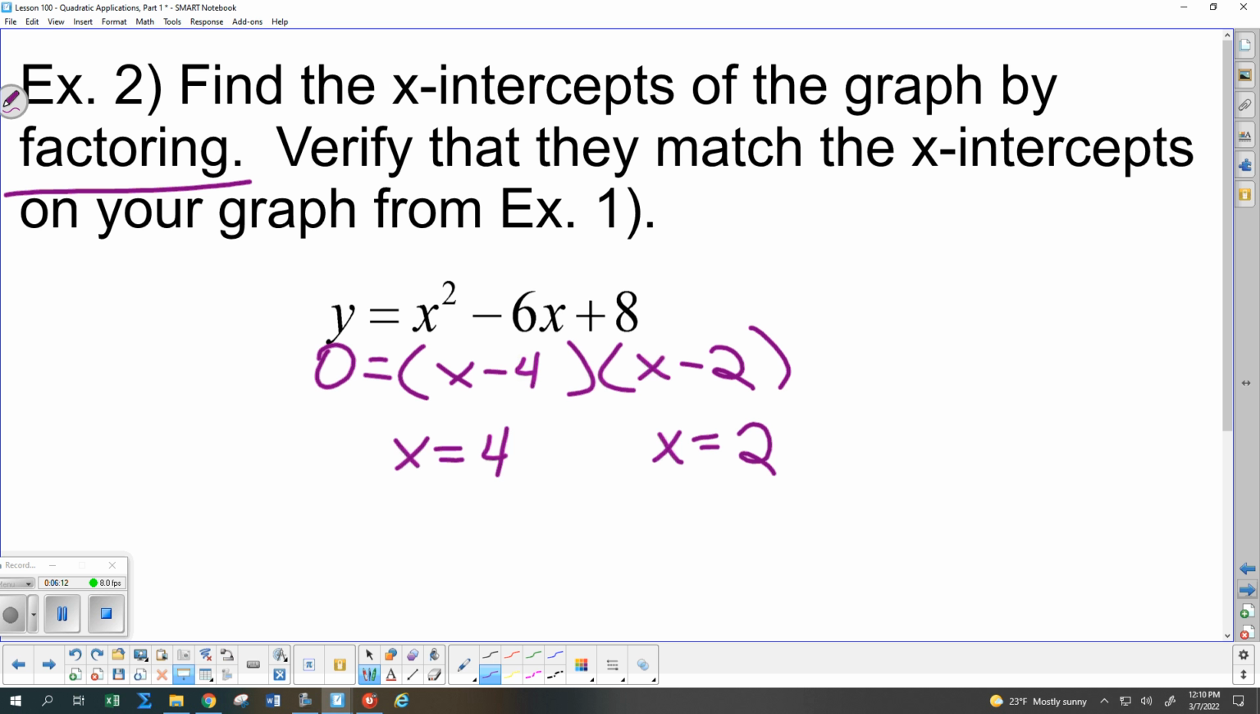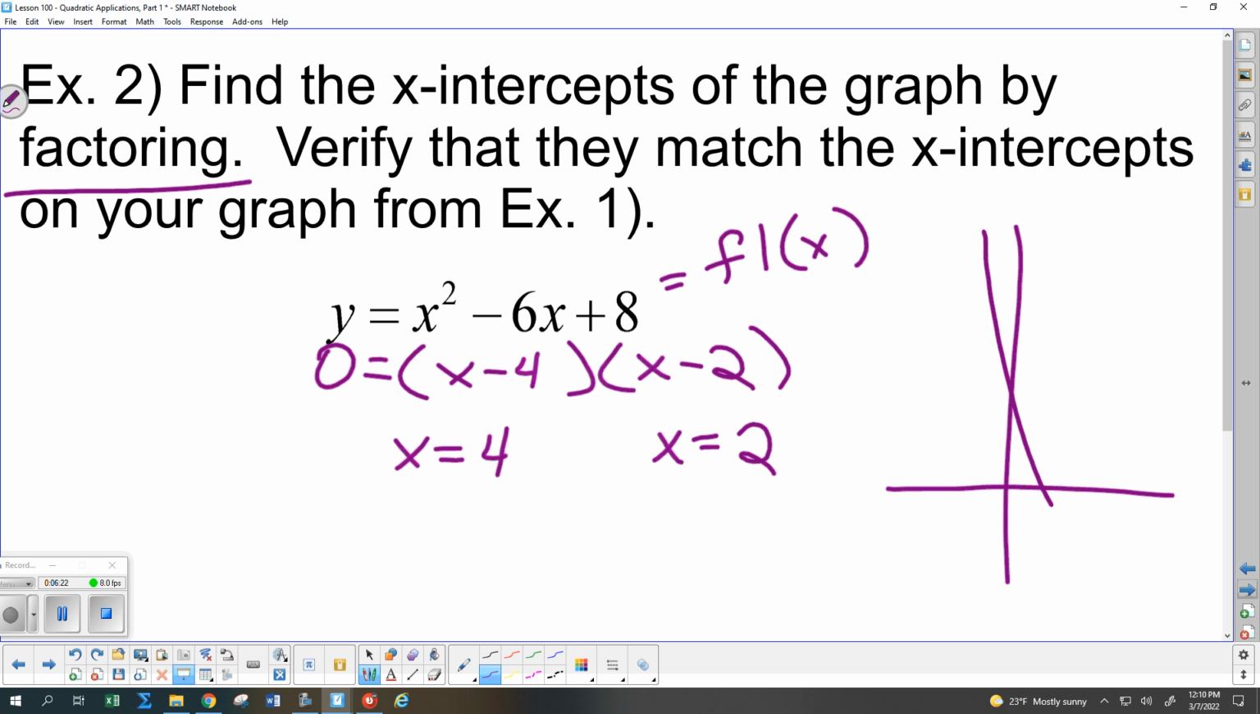We could do it on the calculator as well: let that be f1 of x, and then the calculator would give us this. What would we call it if we were trying to find those with the calculator? What word does the calculator use? Menu, analyze, graph, zeros. And we would have gotten the 2, 0 and the 4, 0 right there. So they would all match up. All 3 ways would give us the same answer. Yes?